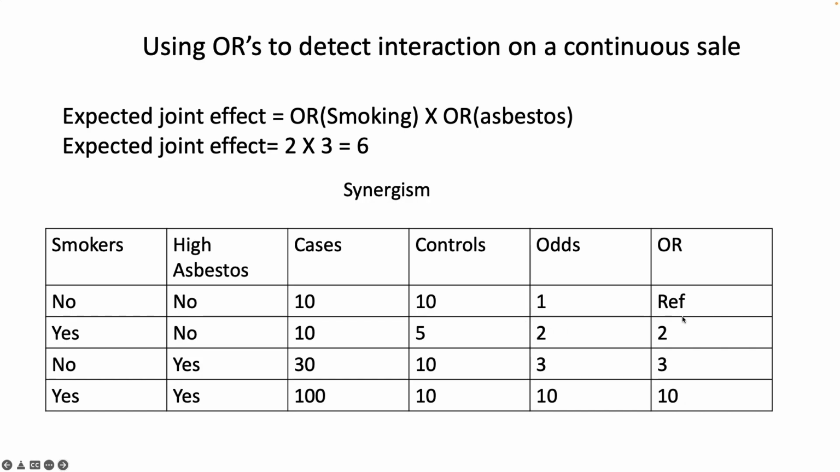If we were to find something larger than that, something like 10, that would be an example of synergism, where the joint effects of smoking and asbestos are greater than the product of their parts. Or antagonism, where the joint effect of smoking and asbestos is less than the product of their individual parts. And yeah, smoking and asbestos is a classic example of interaction.